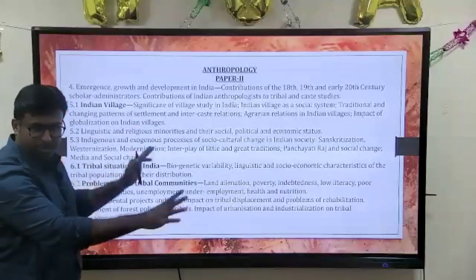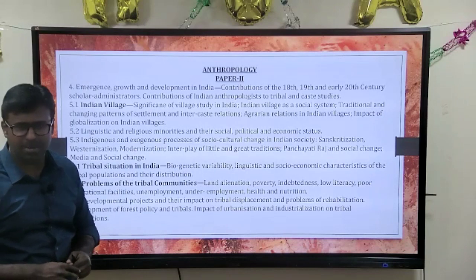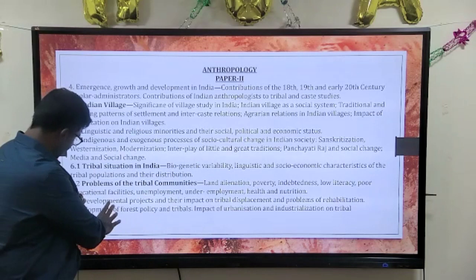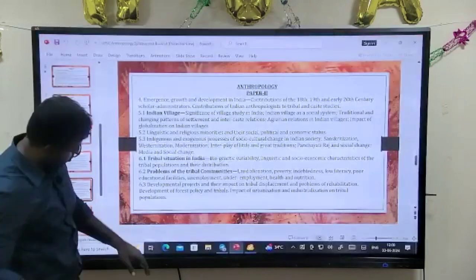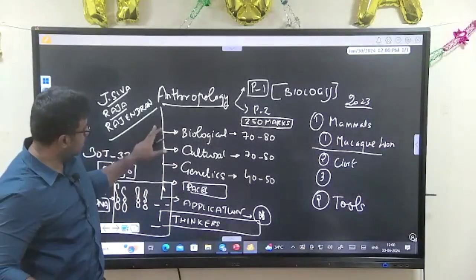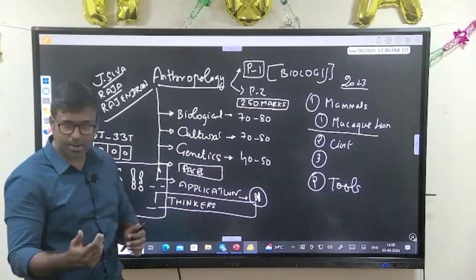All the second paper is nothing but your GS paper 1. So it will be very easy. See, this is the easiest part of anthropology which I have known. I hope I have explained it to you. Any doubts you may have, you can ask your doubts now. The division of the second paper we will talk about in the class.